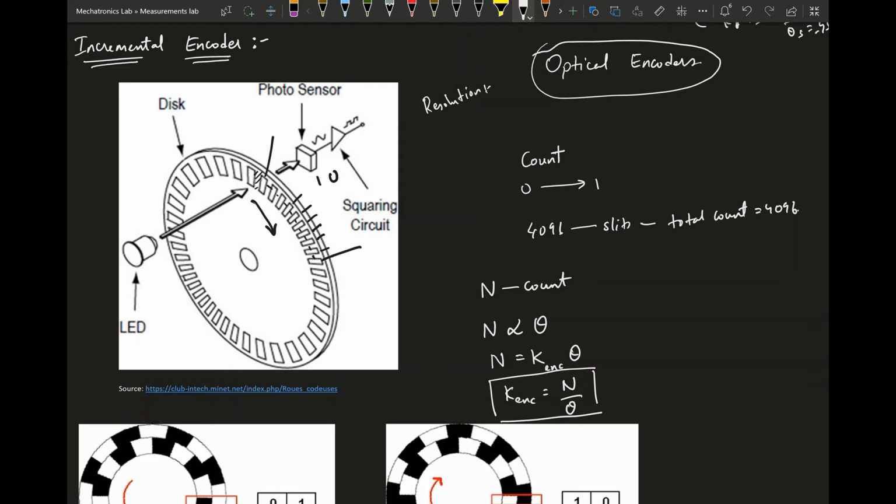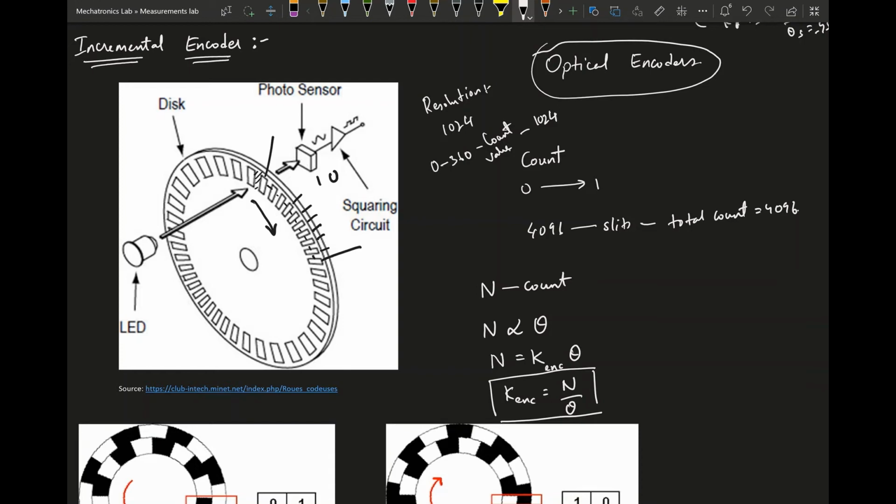So usually, sometimes it can be 1024. This means there are 1024 slits in the entire disk. So if you go from 0 to 360, the count value would be 1024, right? So that's how you can detect how much angle it moved.